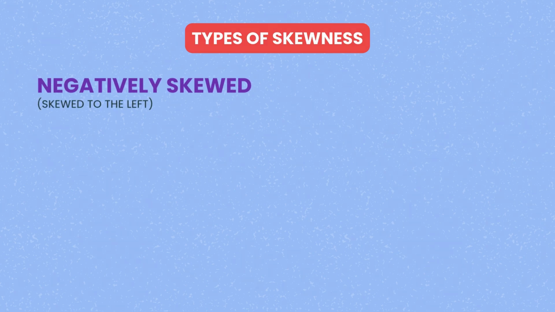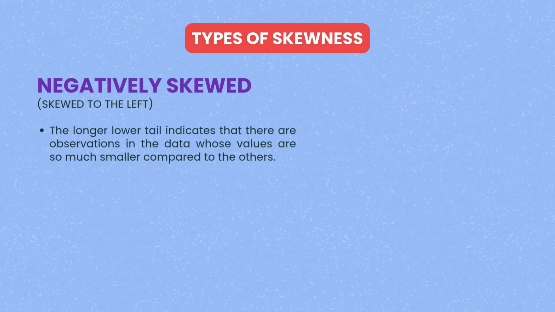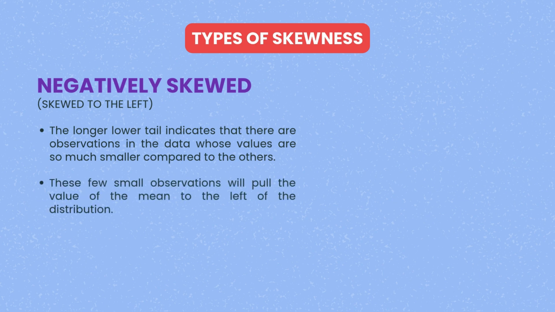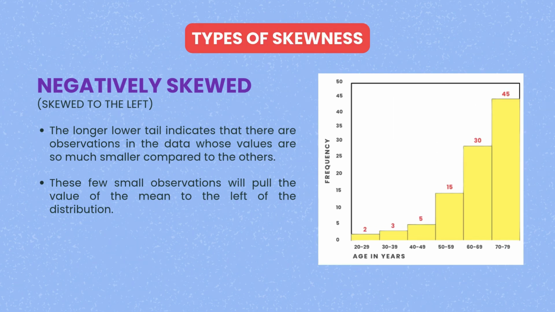When we have a negatively skewed distribution, the longer lower tail indicates that there are observations in the data whose values are so much smaller compared to the others. These few small observations will pull the value of the mean to the left of the distribution. Given the graph with the same variable of interest, age in years, let's see where the mean and the median are positioned. This is what a negatively skewed distribution looks like. And the mean of 64.8 years old is somewhere around here. The median of 69.2 years old can be plotted here.